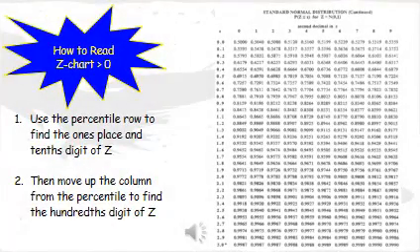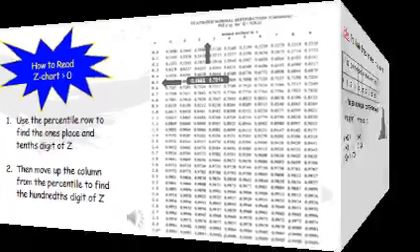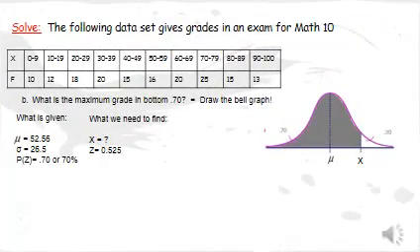70% falls in between these two numbers, so we can use the combination or the average of 0.52 and 0.53 to come up with our z as 0.525. With this new data, we can complete our equation to solve for x being 66.47%.